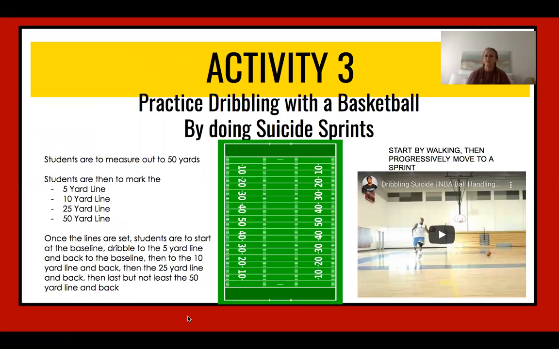Okay, for activity 3, it's practice dribbling with the basketball, doing suicide sprints. So you are to measure out 50 yards or so, and then you're going to mark it at the 5-yard line, 10-yard line, 25-yard line, and 50-yard line. Once the lines are set, students are to start on the baseline, dribble to the 5-yard line, and then back to the baseline, then up to the 10 and back, then 25, back, then 50 and back.